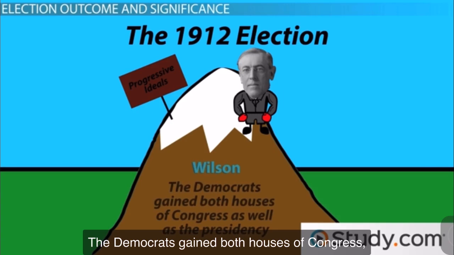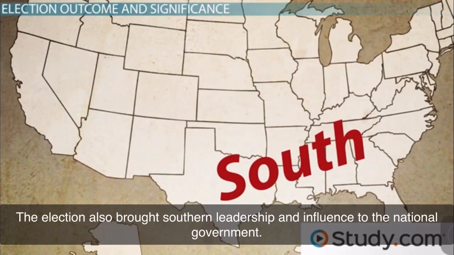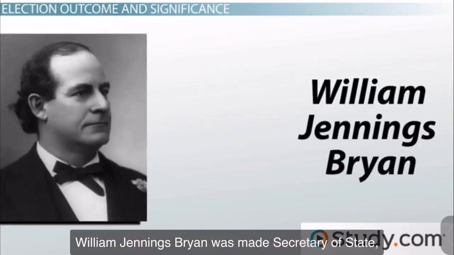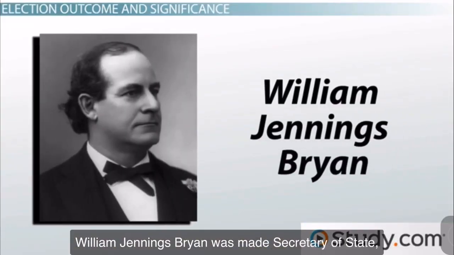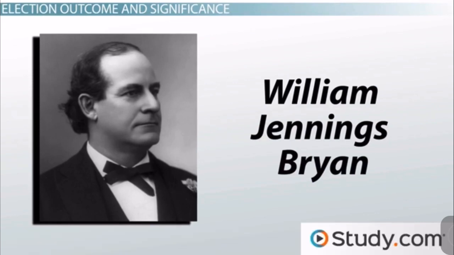The Democrats gained both houses of Congress as well as the presidency. The election also brought Southern leadership and influence to the national government. In fact, 5 of Wilson's 10 cabinet members were born in the South. William Jennings Bryan was made Secretary of State, and many congressional committees were chaired by Southern legislators.